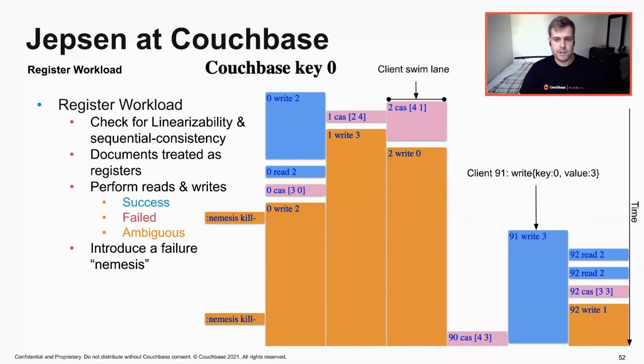In the diagram, you can see the swim lanes that represent the client's history, with successful operations shown in blue, failures shown in pink, and ambiguous results shown in orange. If a client sees an ambiguous result, then the client is closed and a new one is spun up. During this, we will also introduce a failure, also known as a Nemesis, to see if we can cause a consistency failure.